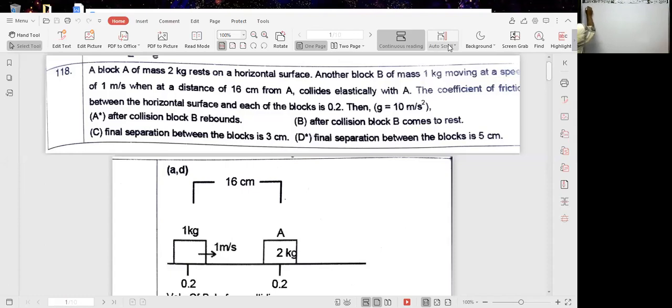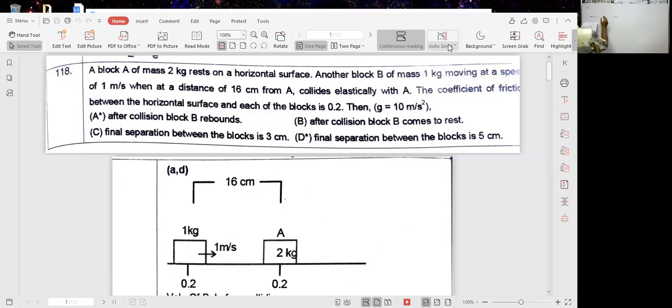Third problem. Of course, here it is number 180. A block A of mass 2 kg rests on a horizontal surface. Another block B of mass 1 kg is moving at a speed of 1 meter per second when at a distance of 16 centimeters from A, on the horizontal surface.